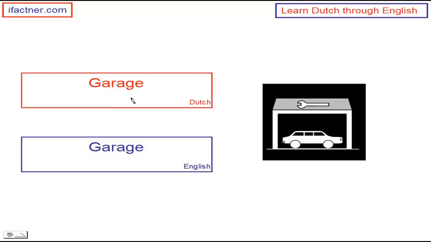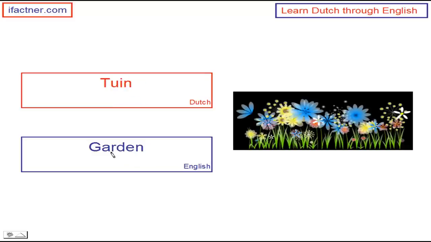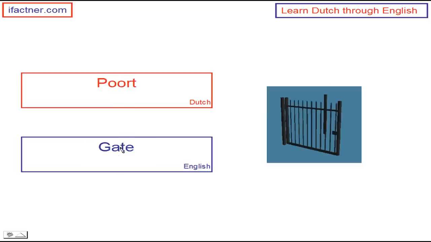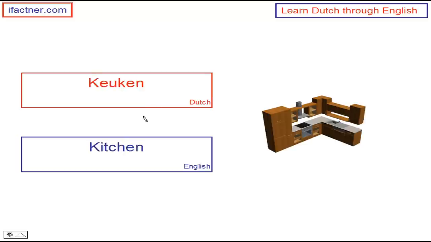Garden is tuin, t-u-i-n, tuin. Gate is poort. The word portal has been derived from the word poort. P-O-O-R-T, poort. Kitchen is keuken.